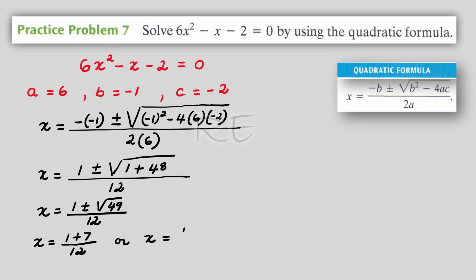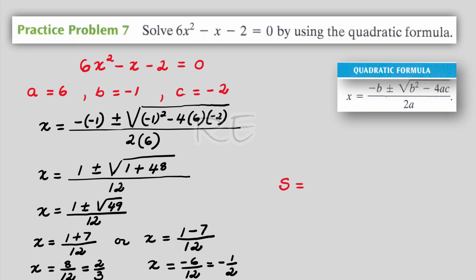So the first solution is 1 plus 7 over 12. The second solution is 1 minus 7 over 12. 1 plus 7 is 8, 8 over 12, which divided by 4 is 2/3. 1 minus 7 will be negative 6 over 12, divided by 6 is negative 1/2. So the solution set is negative 1/2 and 2/3.